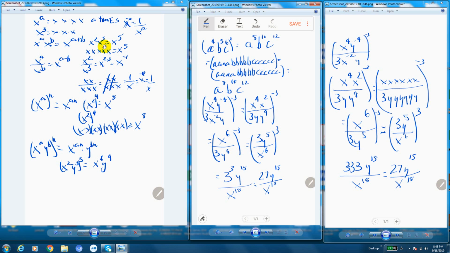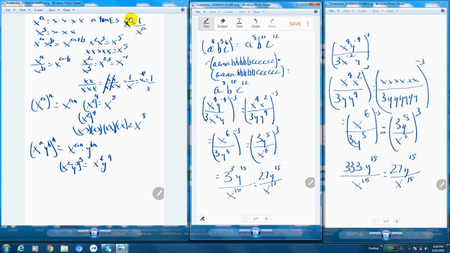The first thing to know about exponents is that x to the a power simply means that it's x multiplied a times. So x cubed is x times x times x. So that's important. The second thing is, what does x to the negative a power mean?